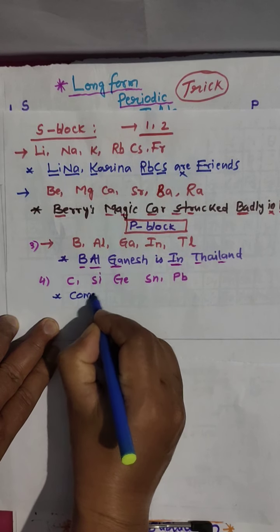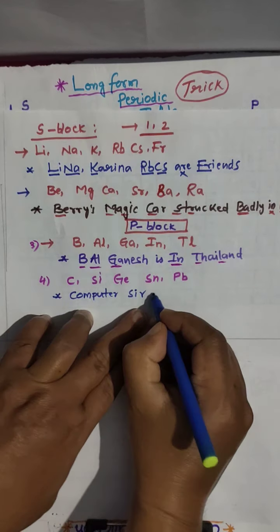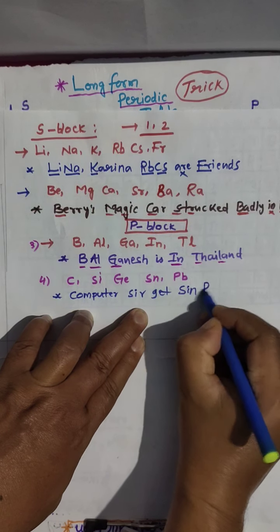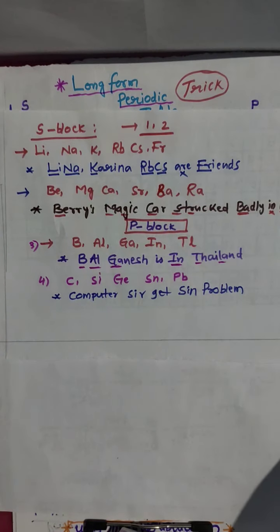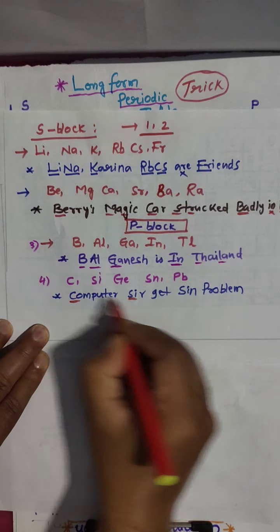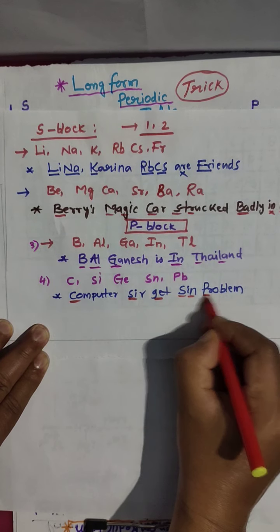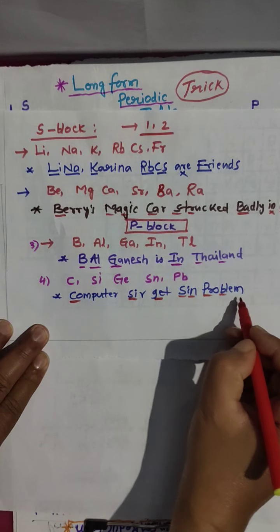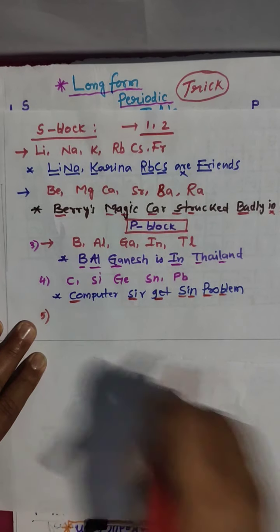Computer. Sir gets in problem. Here's the sin. Computer circuit sin problem: C carbon, Si silicon, Ge germanium, Sn tin, Pb lead. Computer sir gets in problem. So that is the carbon family.